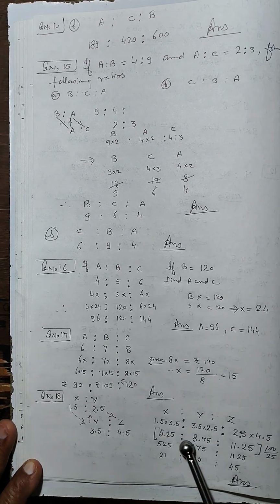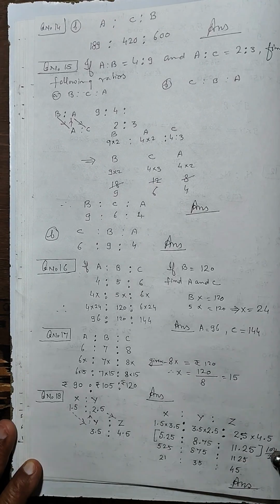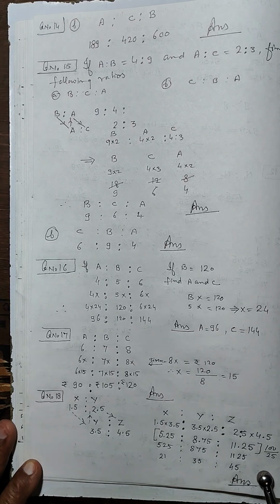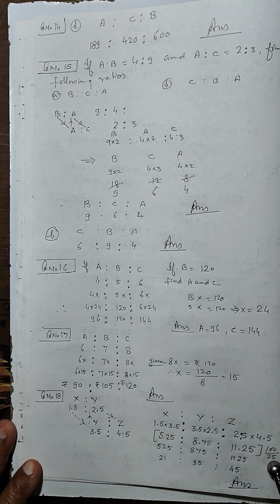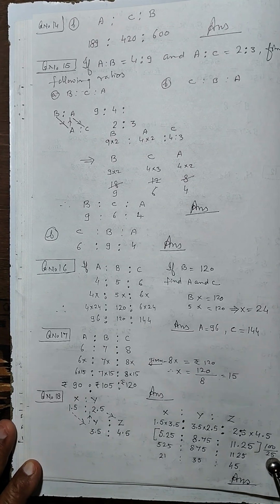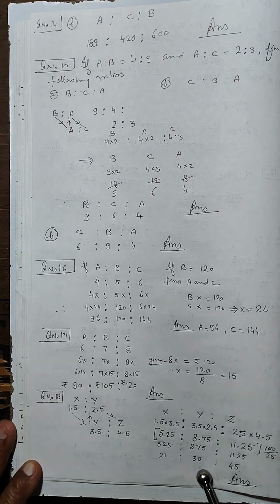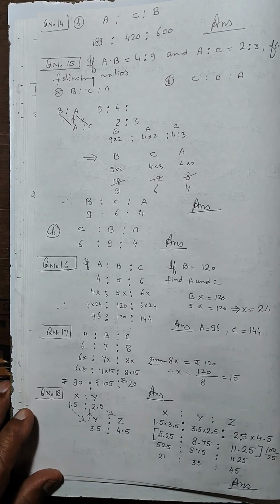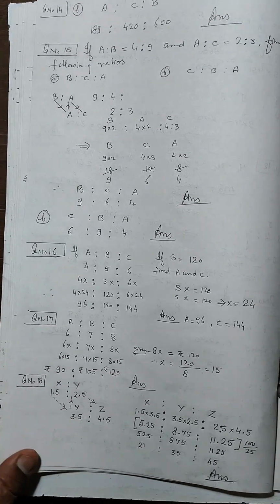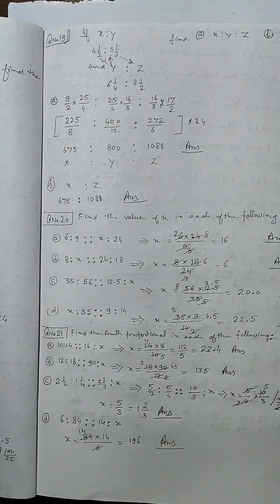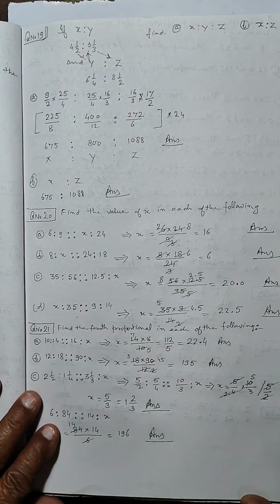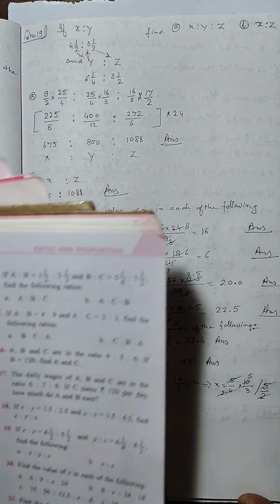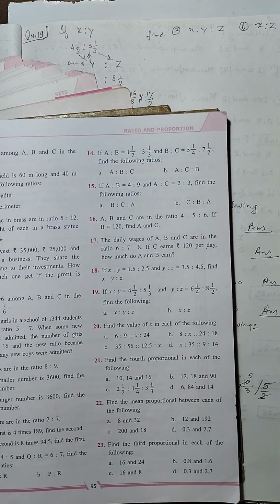Now these terms will be multiplied by 100 and divided by 25, or you can just say by multiplying each term by 4, we will get 21, 35, 45. This will be the answer of question number 18. Now come to question number 19. Now you see the question number 19.